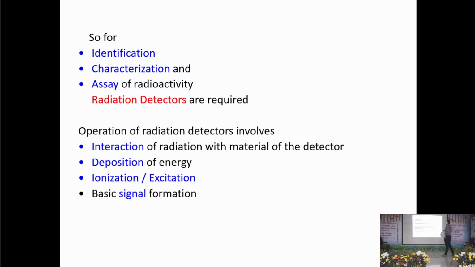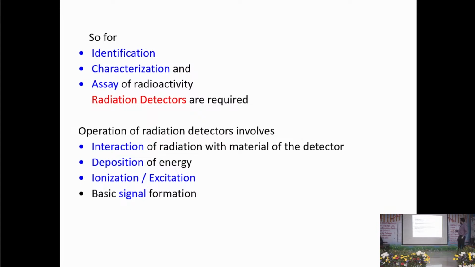So, it is important for identification, characterization, and finally assay of radioactivity. In the context of your research in various branches of nuclear science, very frequently you will need to assay radioactivity present within your sample. There are different challenges that maybe we will see in a couple of slides later, but for all these purposes what you need is a radiation detector. Without that you cannot.